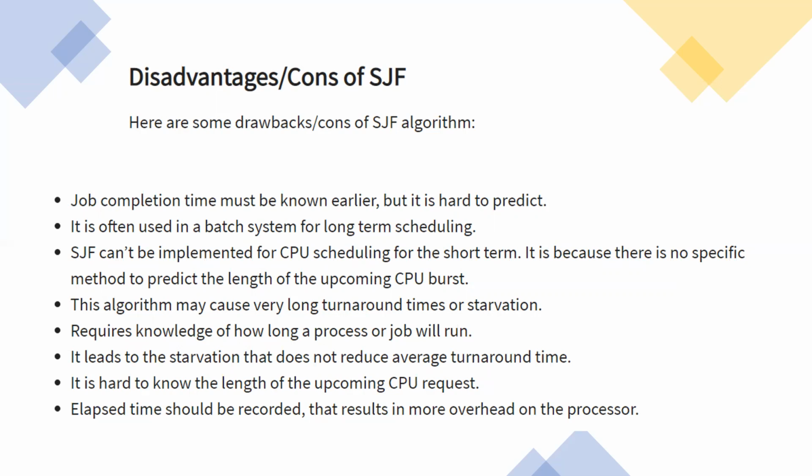This algorithm may cause very long turnaround times or starvation, requires knowledge of how long a process or job will run, and it leads to starvation that does not reduce average turnaround time. It is hard to know the length of the upcoming CPU request, and elapsed time should be recorded. That results in more overhead on the processor.